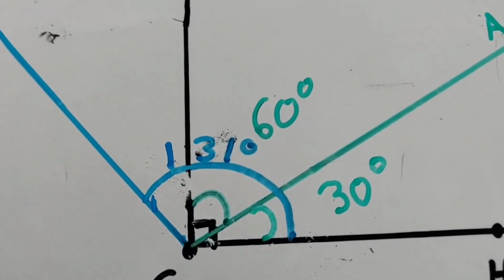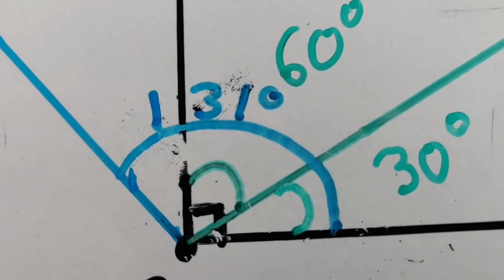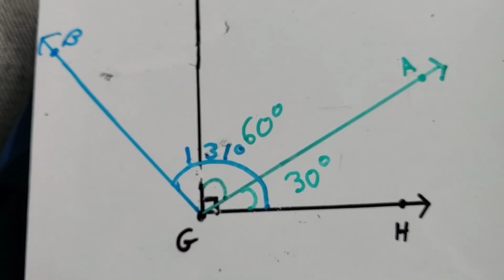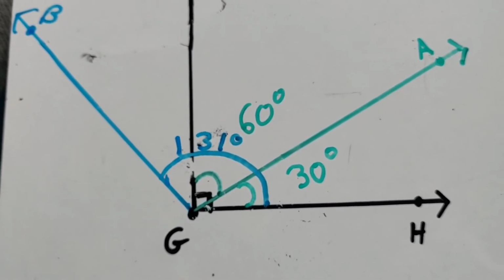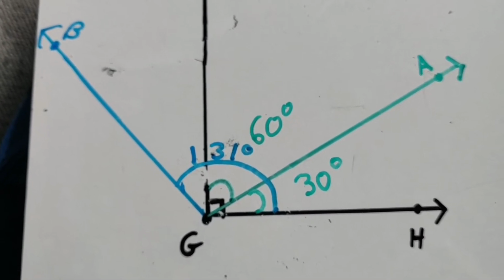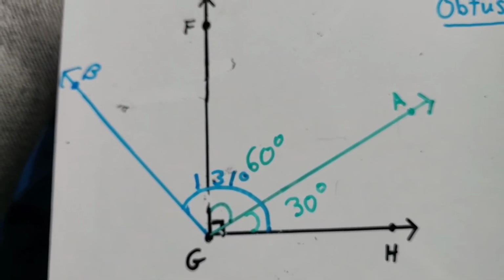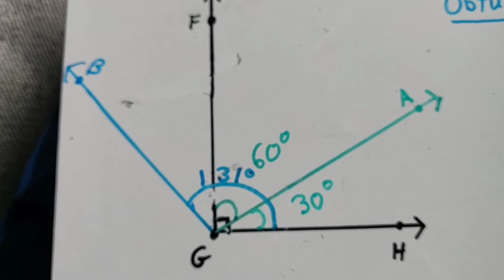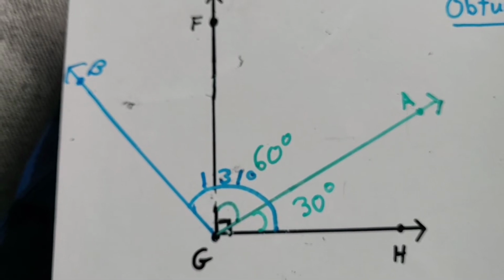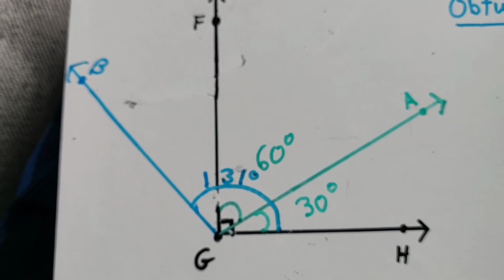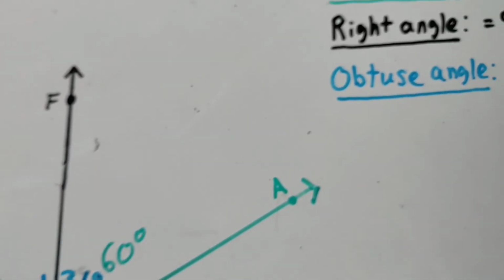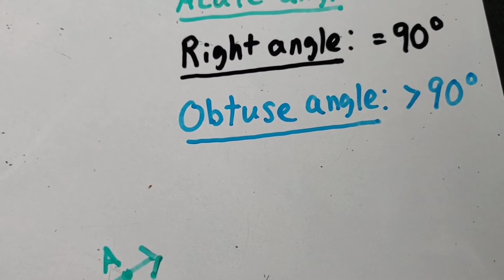And notice I put the 131 degrees along that curved blue line because we're measuring the amount of turn from ray GH to ray GB. So 131 degrees, is that less than 90 degrees? No, so it's not an acute angle. Is 131 degrees equal to 90 degrees? No, so it's not a right angle. Is 131 degrees greater than 90 degrees? Yes, it is. So this is an obtuse angle, because obtuse angles are greater than 90 degrees.